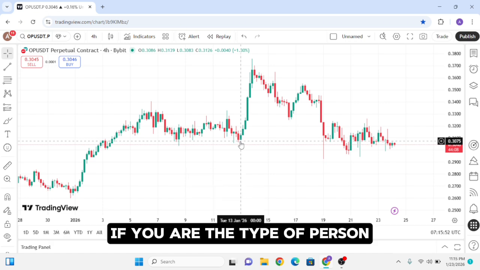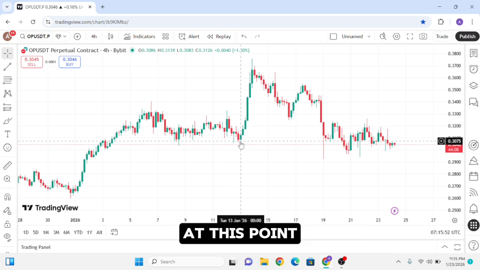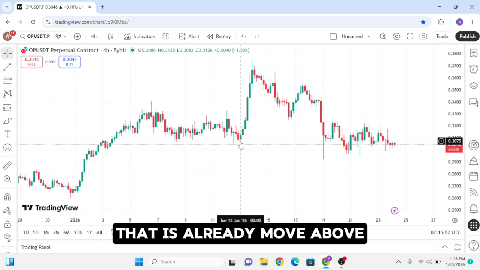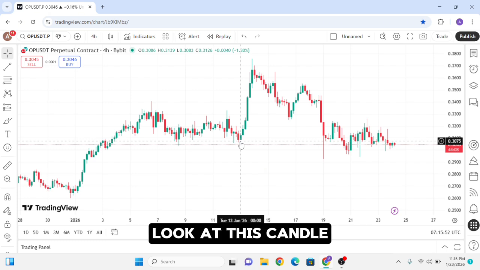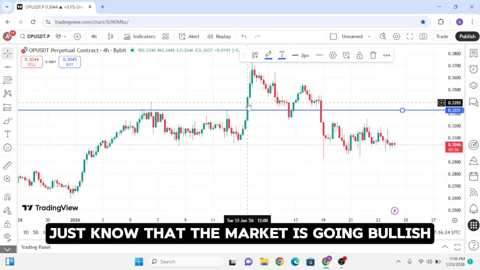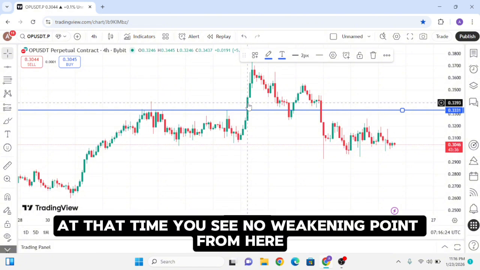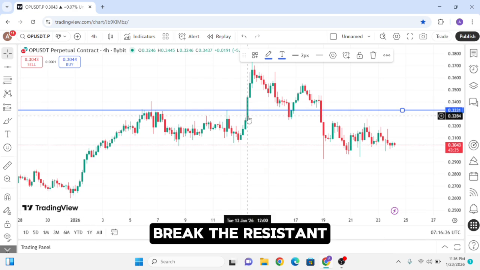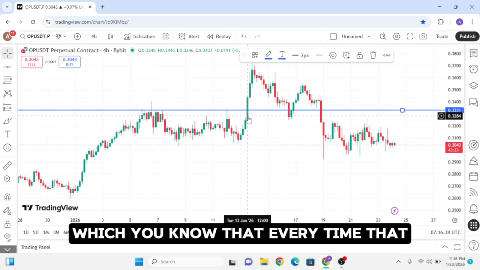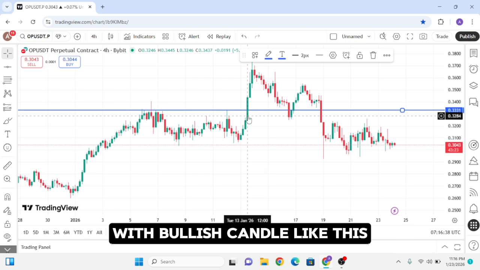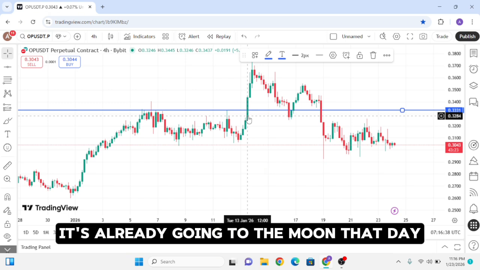So if you are the type of person that draws your resistance at this point, you see the movement has already moved above. Look at this candle. Whenever you see a bullish engulfing or strong body candle, just know that the market is going bullish at that time. You see no weakening point from here, here, and then it has already broken the resistance, which you know that every time the price breaks resistance like this with a bullish candle like this, it's already going to the moon that day.